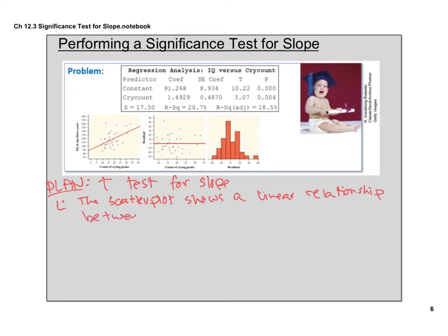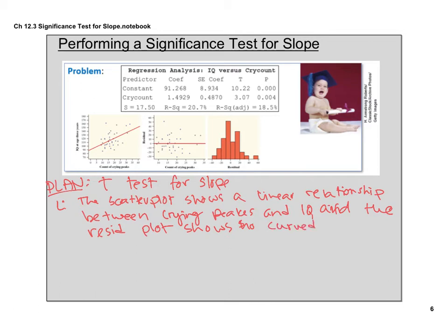Between crying peaks and IQ, the residual plot shows no curved pattern. Okay.